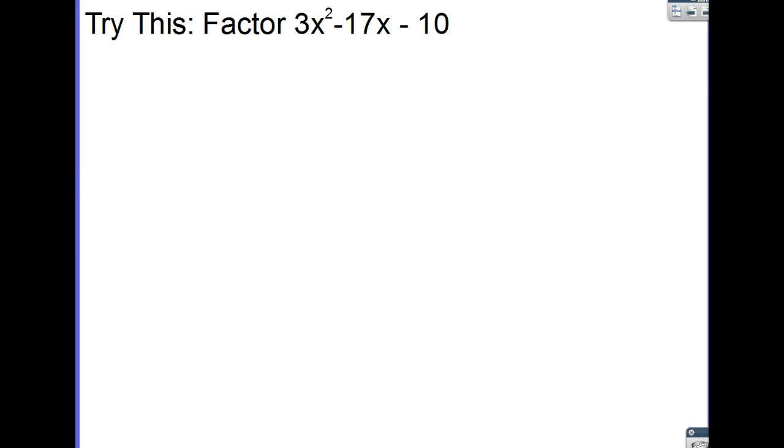Give you time to work it. All right. So our product has to equal 3 times negative 10, or negative 30, and our sum has to equal the B number, negative 17. With a negative product, I know the numbers actually subtract to be this. I think this should be something else here. Let's see.